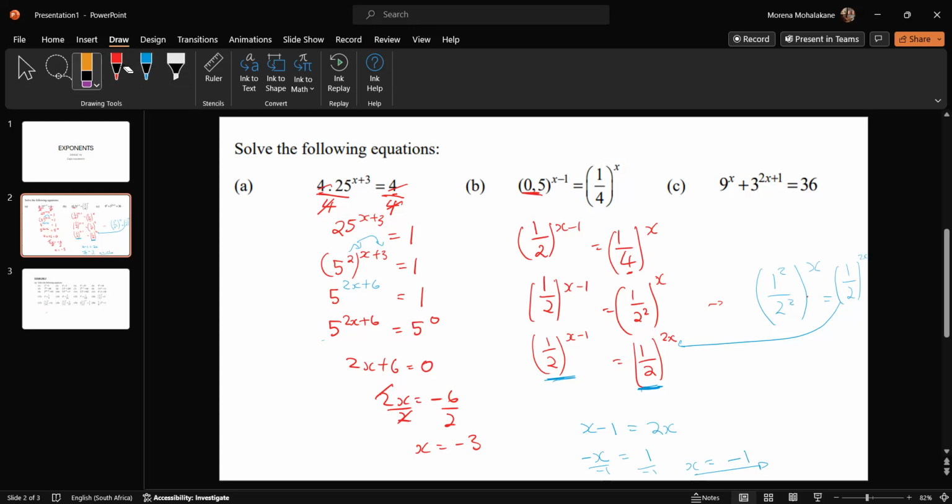Now let's get to the second question, or the third. This one here, always make sure you're changing stuff. You have 3 exponent x plus 3 exponent 2x plus 1 equals 36.